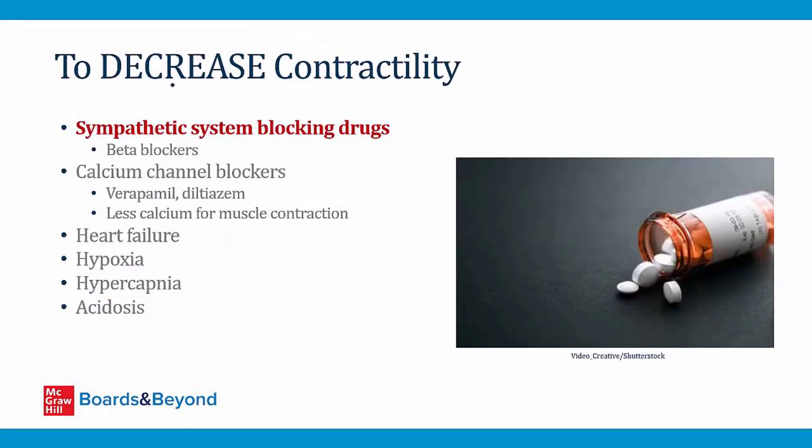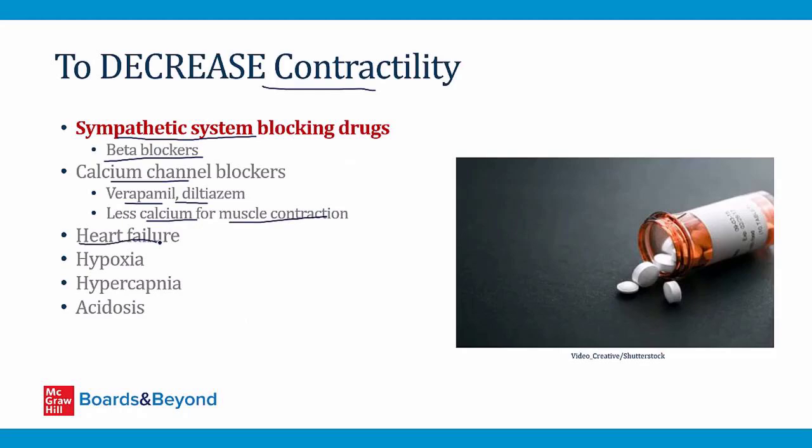If we want to decrease contractility, one of the major ways we do this is through drugs that block the sympathetic nervous system, especially beta blockers. These block the activity of the sympathetic nervous system on the heart, and therefore they lower contractility. We also do this with calcium channel blockers, drugs like verapamil and diltiazem, which I talk about in other videos. These lead to less calcium inside myocytes for muscle contraction, and therefore they reduce contractility.